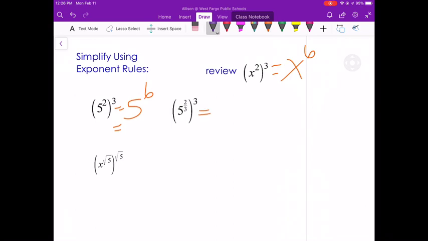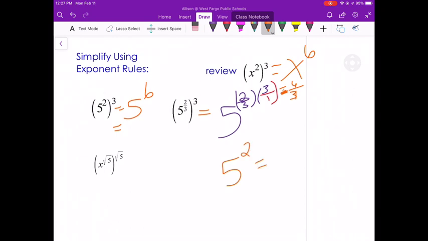It works with rational exponents too. If you have a power raised to a power, even if it's a fraction, you multiply those exponents. So it'd be 2/3 times 3. When you're multiplying fractions, you multiply across the top, numerator times numerator and denominator times denominator. So I made 3 a fraction by putting it over 1. So 2 times 3 is 6, and 3 times 1 is 3, and 6 over 3 reduces to 2, so it'd be 5 squared, and 5 squared is 25. That one I don't need a calculator for.